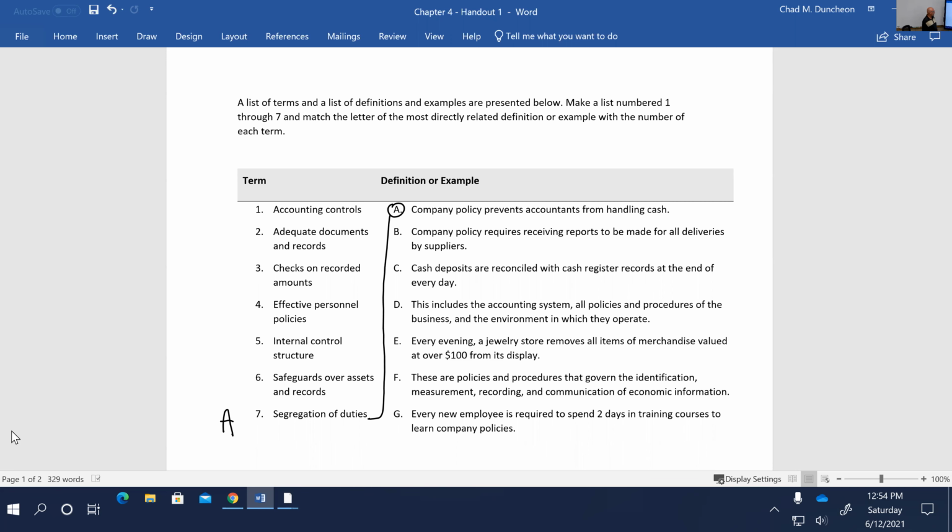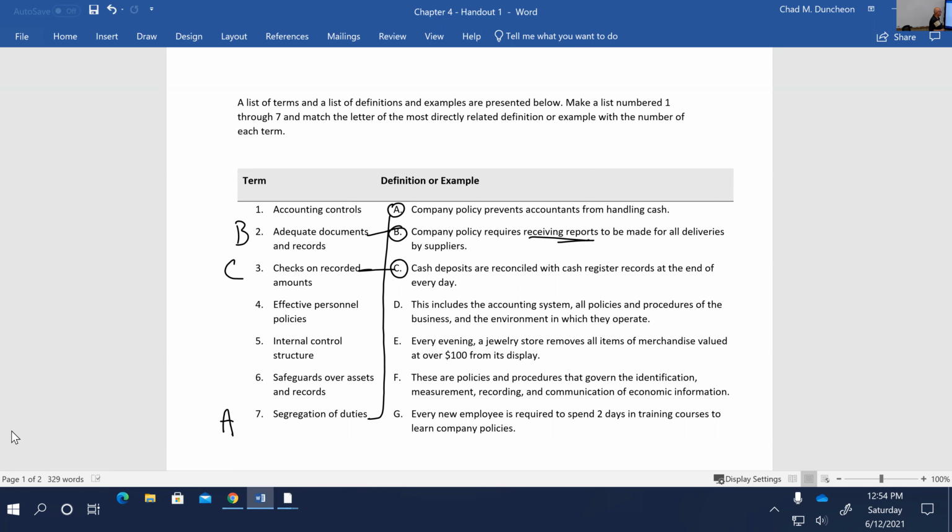Company policy requires receiving reports to be made for all deliveries by suppliers. Keyword here, receiving reports. Adequate documents and records. Cash deposits are reconciled with the register records at the end of every day. Okay, seems like a verification process. Go straight across here again, and these checks on recorded amounts, one of our control procedures there.